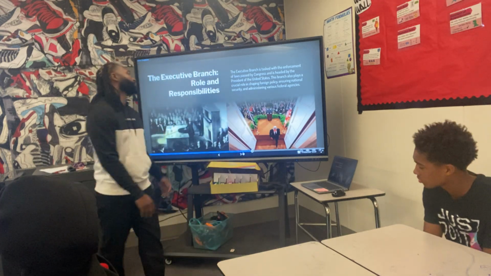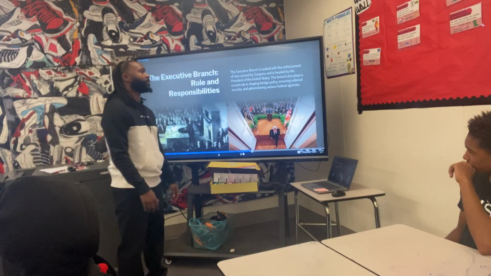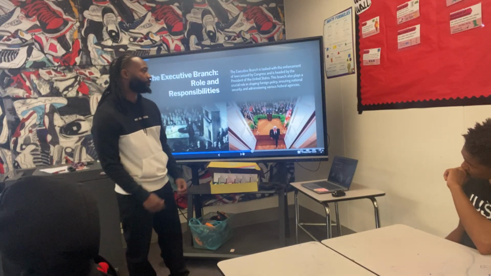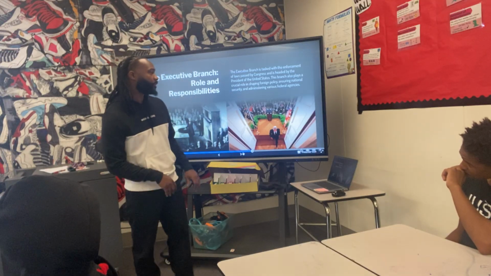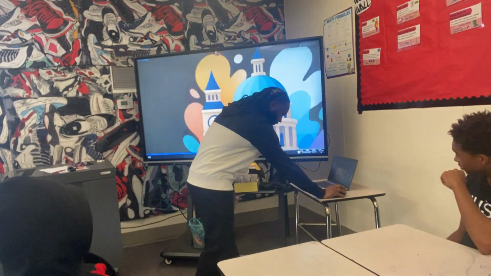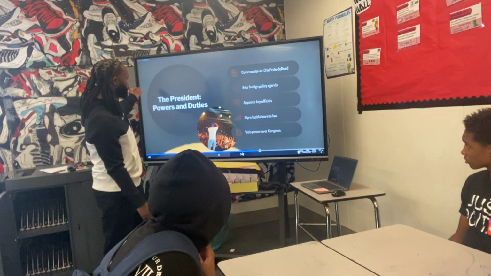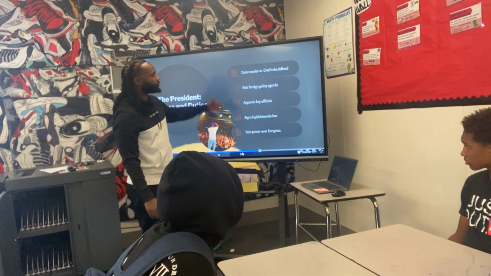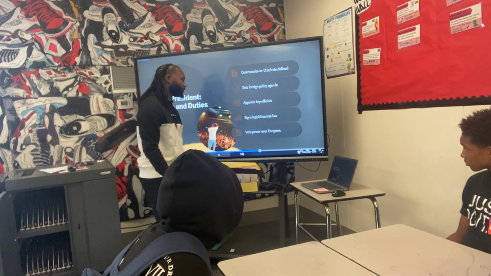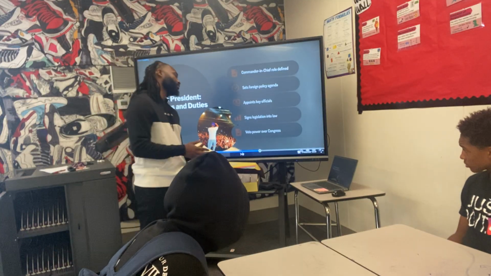Then we get into the executive branch and their roles and responsibilities. They're tasked with the enforcement of laws passed by Congress and is headed by the President of the United States. This branch also plays a crucial role in shaping foreign policy, ensuring national security, and administering various federal agencies. This is a little rundown here of the President's powers and duties. His role is defined as the Commander-in-Chief. He sets the foreign policies, appoints key officials, signs legislation into law, and then he has veto power over Congress.